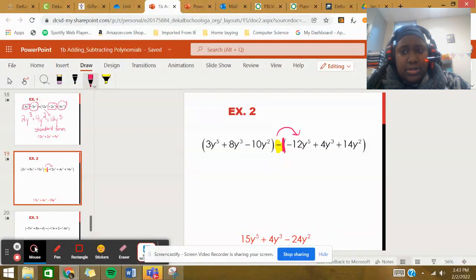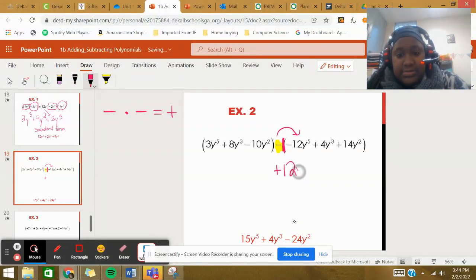And remember the multiplication rule, the integer rule of multiplication. Anytime you multiply two negative numbers together, it's going to give you a positive number. Okay. So we got -1 times a -12. This is going to give me a positive 12 because a negative times a negative will give me a positive. And I'm going to keep the y to the fifth power.